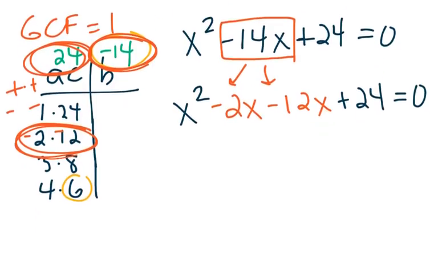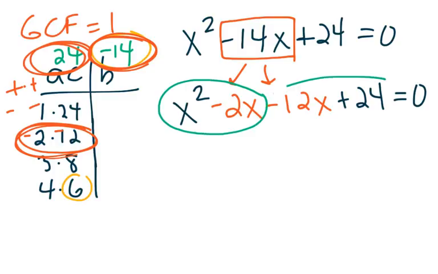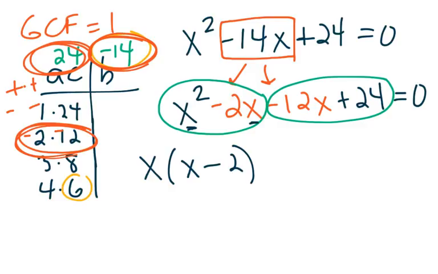Okay, and then I am going to group, so I'm going to look at the first 2 and the last 2 here, and I'm going to pull out a GCF. So if I look at the first 2 terms, notice they have an x in common, so I'm going to pull that out. So let's see, if I take out an x, I have x minus 2. And if I look at the second 2 terms, they do not have an x in common, but I see 12 and 24. They do have a factor of 12 in common. And because this is negative here, I'm going to pull out a negative 12.